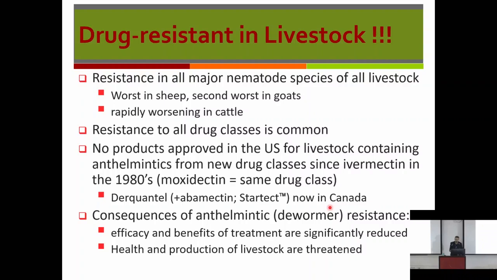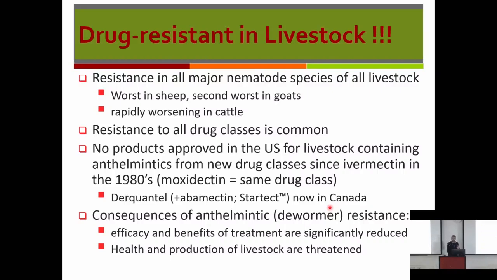So, drug resistance in livestock. You are familiar now that drug resistance is one of the major problems in small ruminants and one of the emerging problems in large ruminants like cattle. Resistance to all these major drug classes is very common. So that's why sensible use of drugs is the best strategy, and this is the lesson we discussed. And there is no product approved in the USA containing any anthelmintic for a new drug class since 1980. Ivermectin was the last one. So think about how important these drugs are. Duraquantel was recently introduced in Canada.